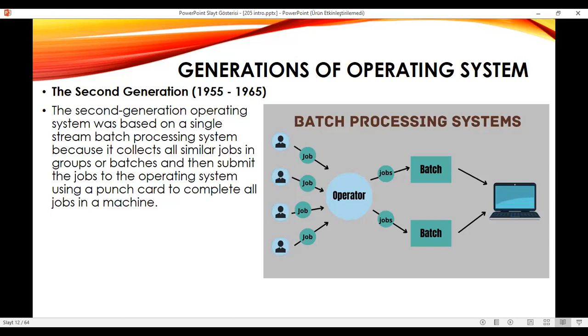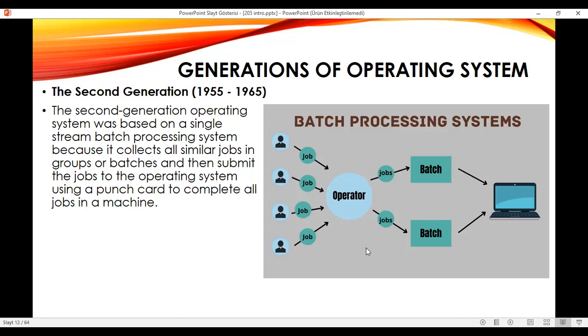What is batch processing? Think about that. There's an operator, but the operator is a human, as you see. It is taking all the jobs, but it is batching them. I mean, it is separating them according to their type. For example, let's say a simple thing. We have 4 jobs, and 2 of them want to add something, and the other 2 want to subtract.